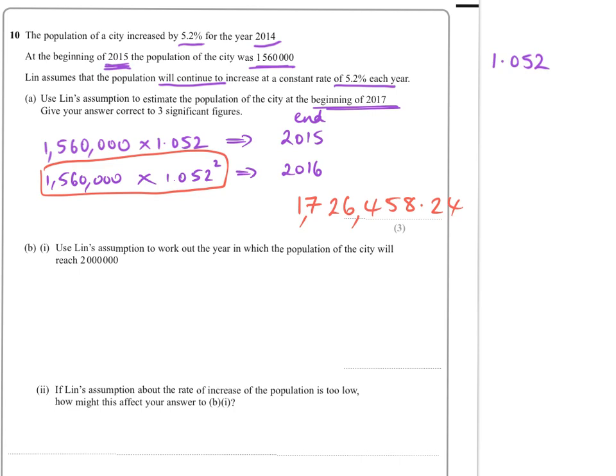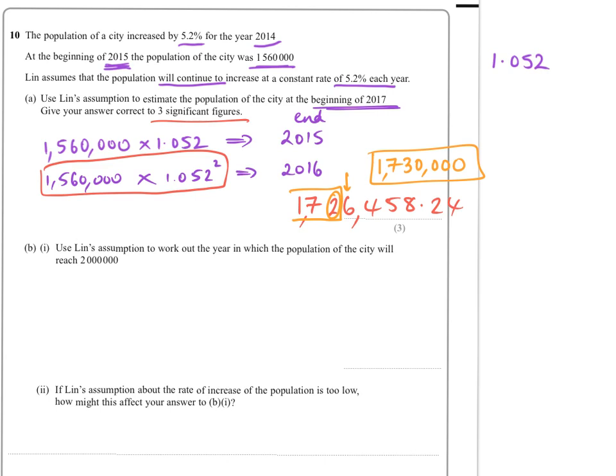So to three significant figures, then I'm going to have 1, 7, and this would turn to a 3 because this is a 5, 6, 7, 8 or 9. So we can see there that we've got 1,730,000 will be the population to three significant figures.